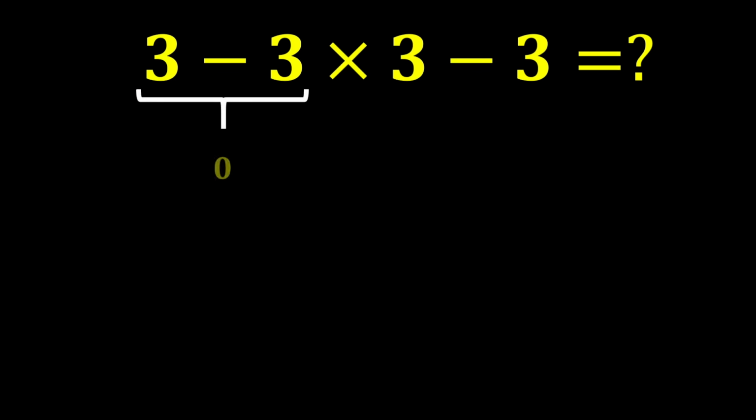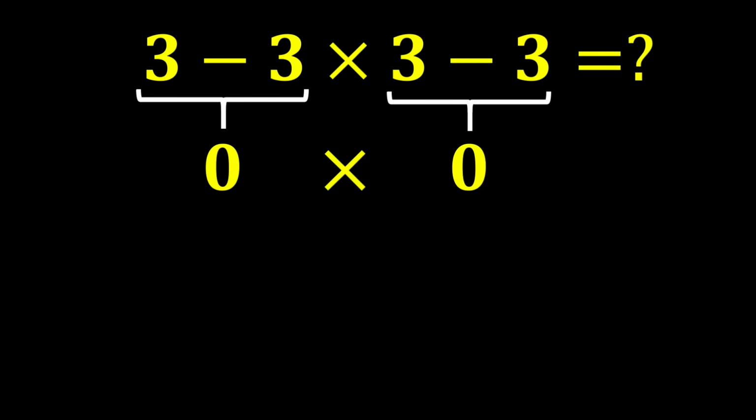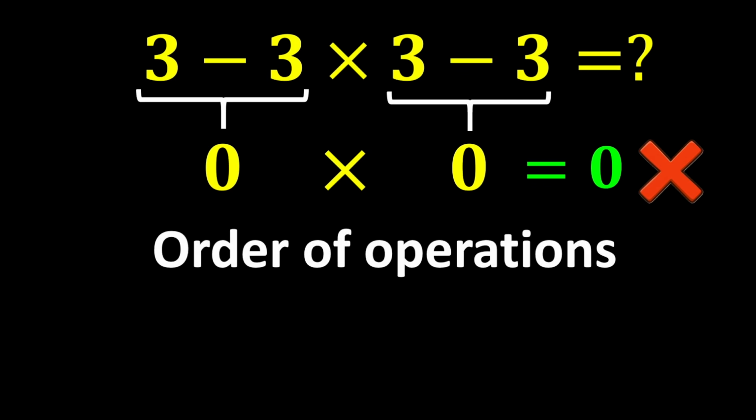3 minus 3 equals 0, and again, 3 minus 3 equals 0, in the end, 0 multiplied by 0 equals 0. But this answer is not correct, because we did not follow one of the most important rules in mathematics, called the order of operations.